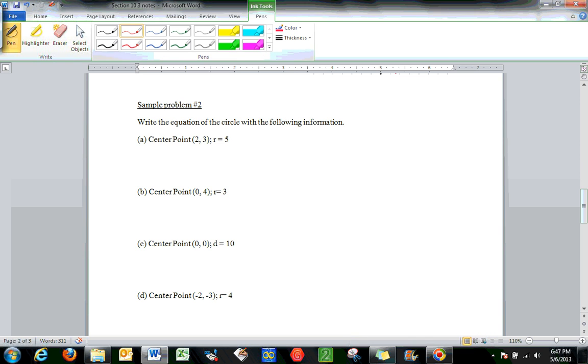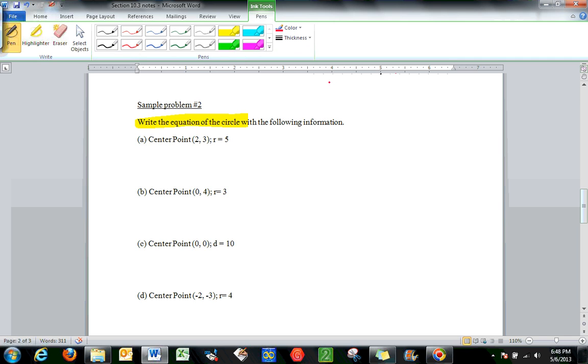For this particular section of notes on circles, we're going to transition from graphing circles given the equation to now writing the equation of the circle. So you can see the directions have changed a little bit. In order for us to do that, we must keep in mind the standard form of the equation of a circle that we learned previously.